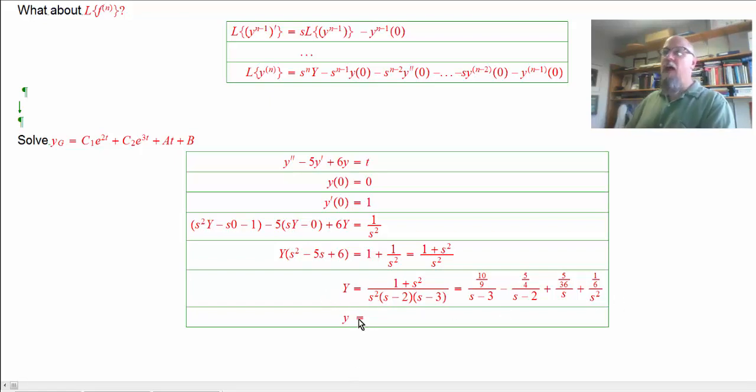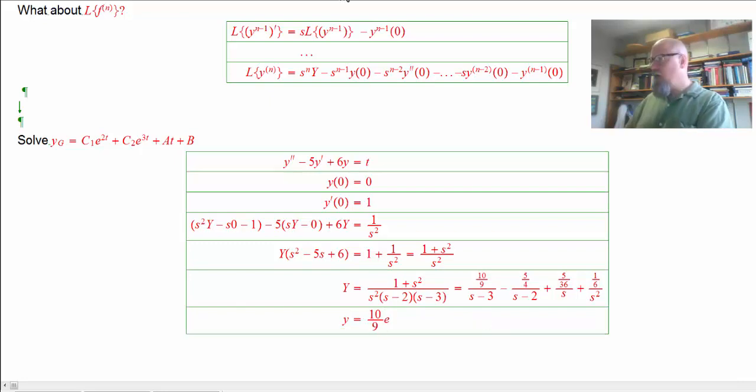So capital Y of s inverse Laplaces to little y of t. Here I've got a number, 10/9 times e to the 3t. I expected to get a number e to the 3t, minus a number e to the 2t, plus a number. A constant would have Laplaced to a constant over s, so this inverse Laplaces to the constant, plus 1/6 times t.